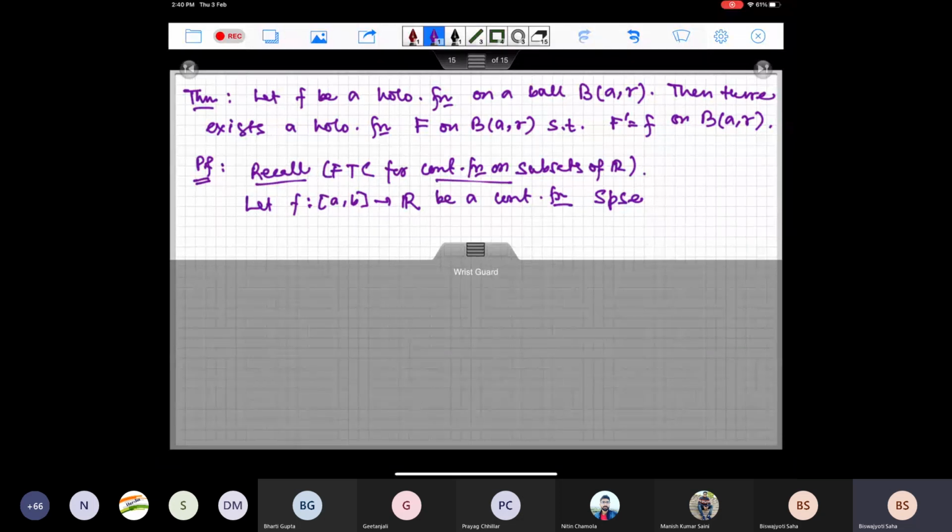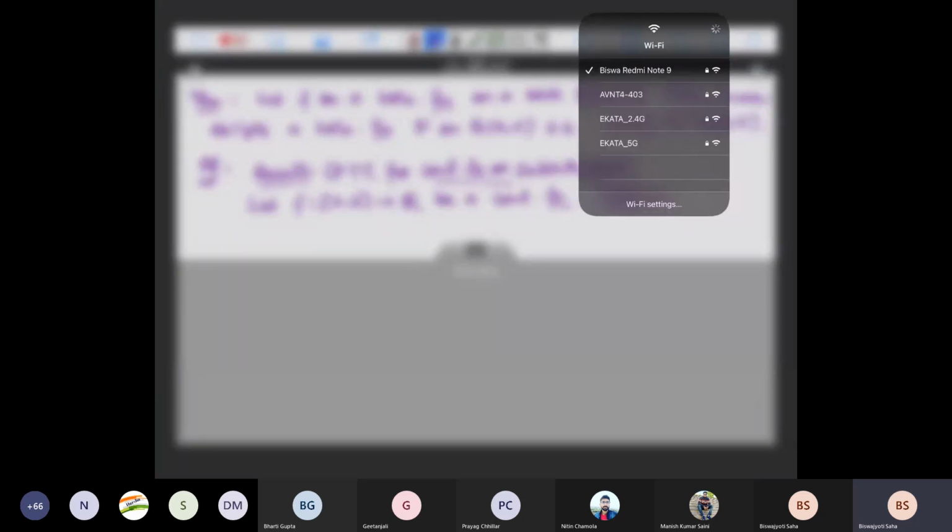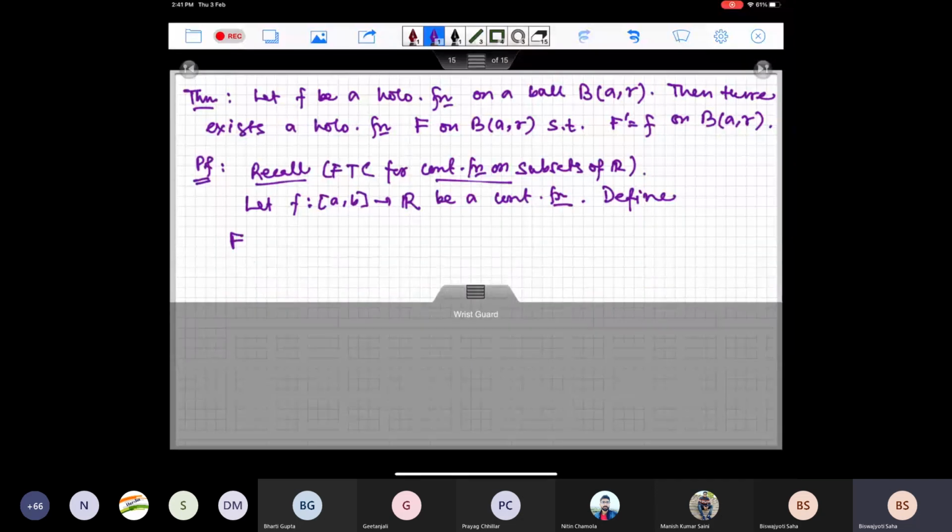Okay, so suppose I have this is a continuous function. Don't suppose anything. Okay, so define. I'm going to define. This is still lagging. What is going on? Okay, so define capital F of x. Yeah, this should be fine now.